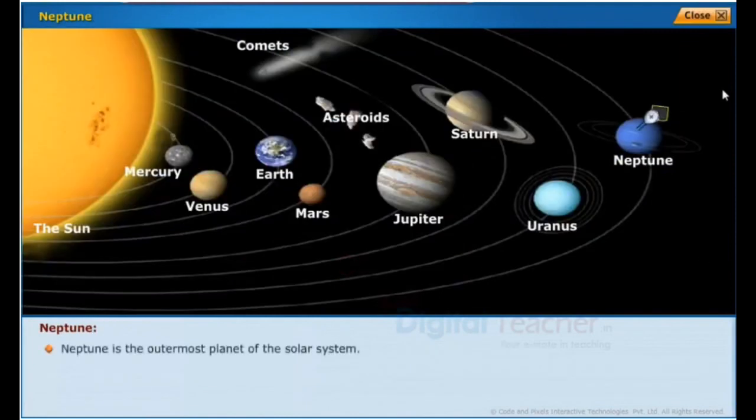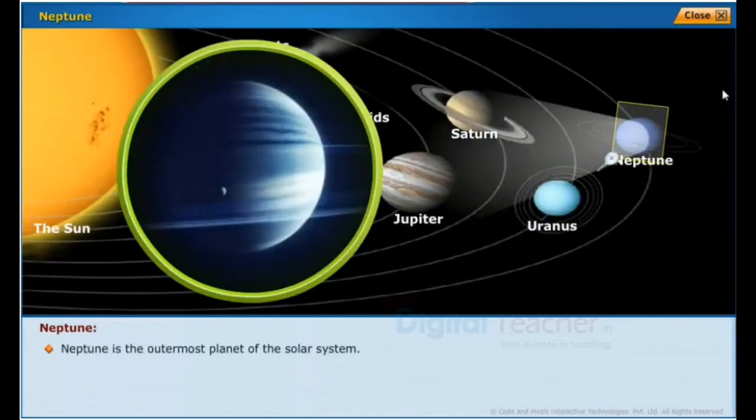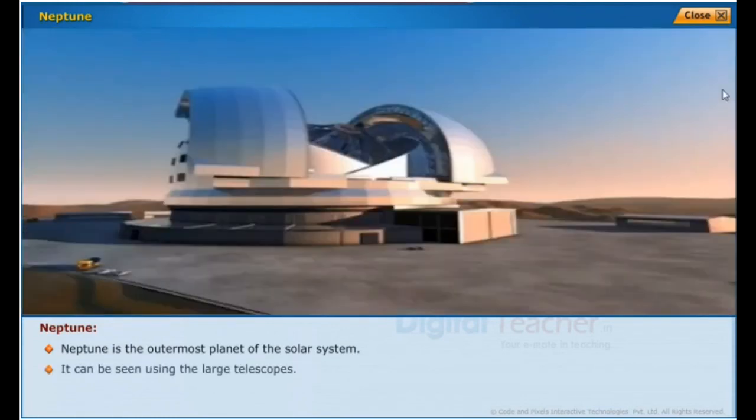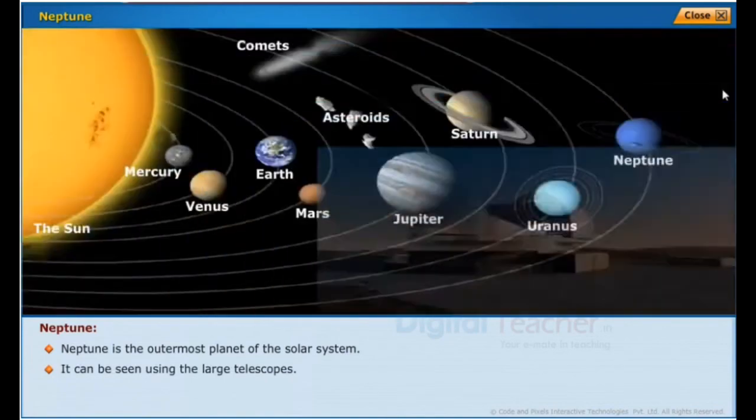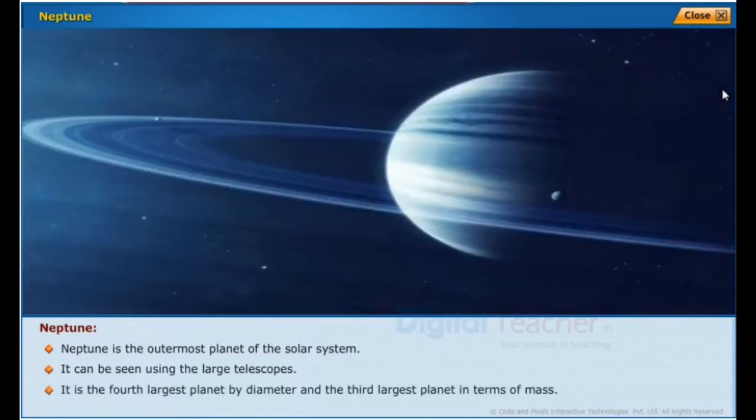Neptune. Neptune is the outermost planet of the solar system. It can be seen using the large telescopes. It is the fourth largest planet by diameter and the third largest planet in terms of mass. Neptune is 17 times the mass of the Earth.